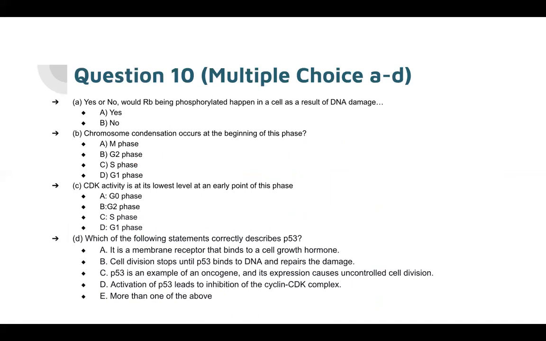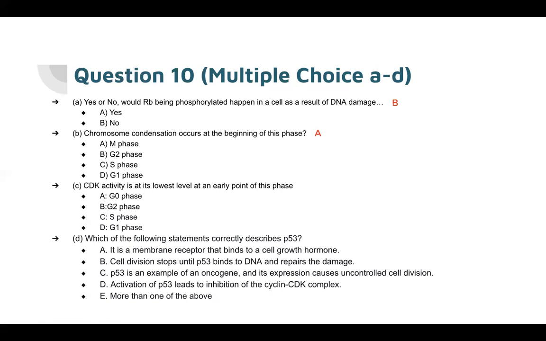Question 10, A through D, yes or no. Would RB being phosphorylated happen in a cell as a result of DNA damage? No. Remember, RB being phosphorylated releases E2F, which allows us to go through the cell cycle. So if we have DNA damage, we do not want to do that. B: chromosome condensation occurs at the beginning of this phase. The answer is M phase. That's just a fact to know, make sure you know it.